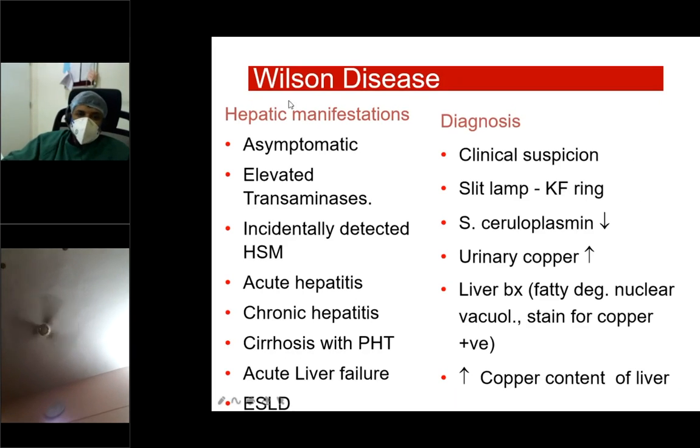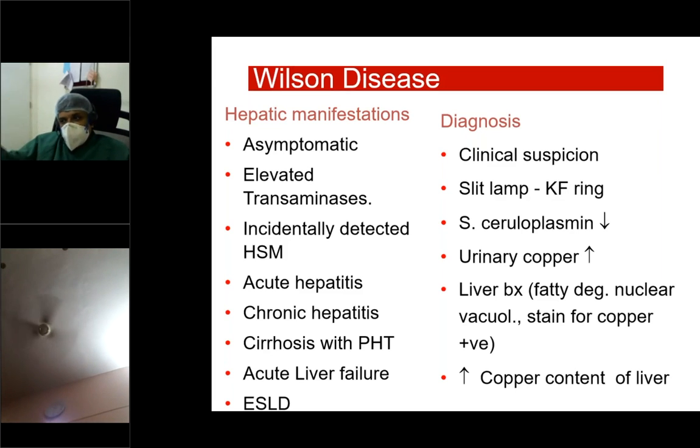And these are all the manifestations of Wilson disease. The hepatic manifestations could be asymptomatic, with just elevated serum transaminases, or just an incidentally detected hepatosplenomegaly. Wilson can present in various forms, as well as to various departments. It can present with acute hepatitis, chronic hepatitis, cirrhosis with portal hypertension, acute liver failure, or end-stage liver disease.